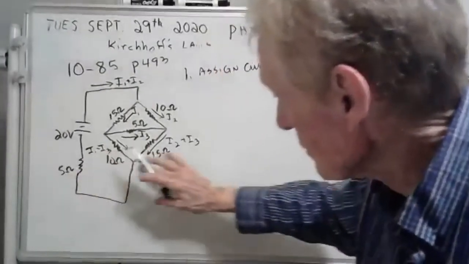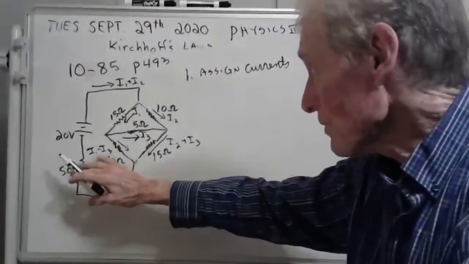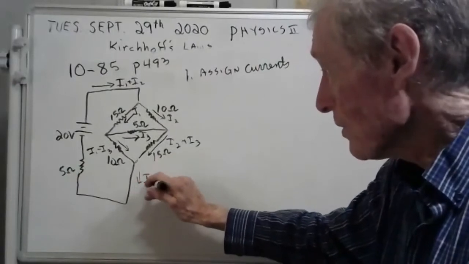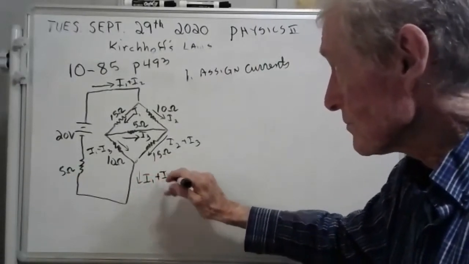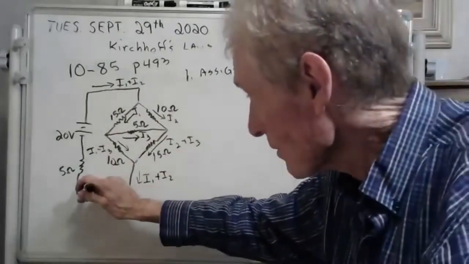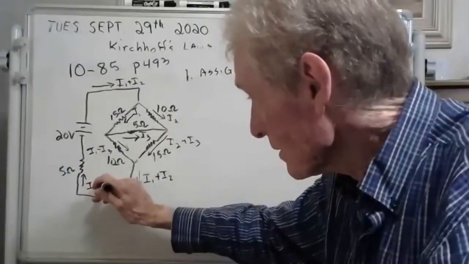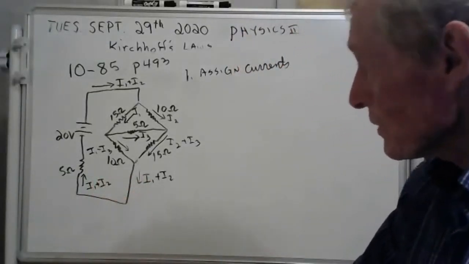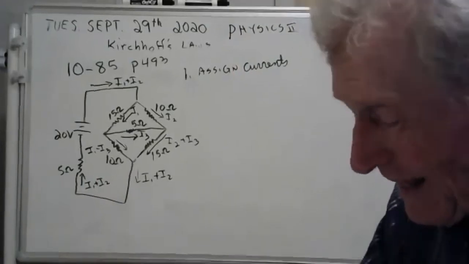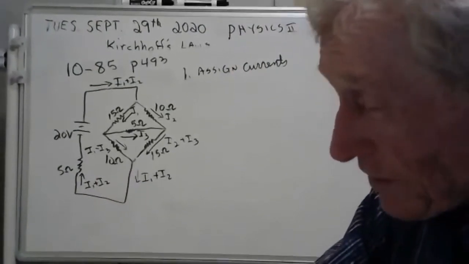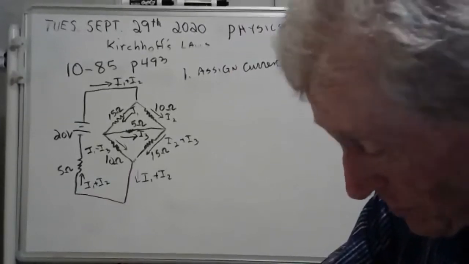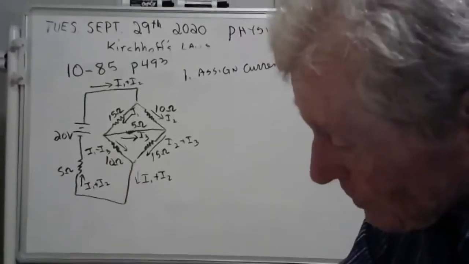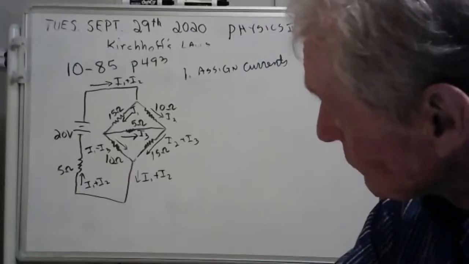Now, if you'll add this one and this one, what you'll get is I1 minus I3 plus I2 plus I3, and you wind up with I1 plus I2, which figures, because that's what you got coming through here. This will be I1 plus I2. We just assigned currents. Now, you didn't have to do it that way. We could have assigned them going different directions and given them different names. But when you get all through, you're going to have the same answers no matter how you assign them.